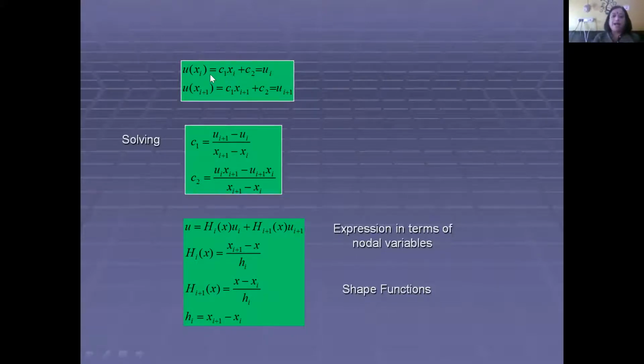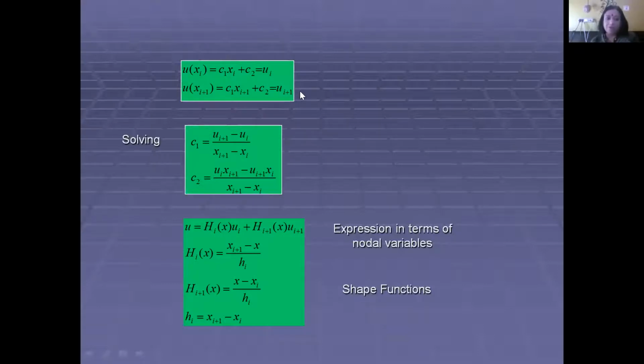So at node xi, I can write u as a function of xi only, which is c1 xi plus c2 is equal to ui. ui is the nodal variable at node i. The coordinate is xi. u at xi can be written as c1 xi plus c2 if I choose the function c1 x plus c2 as the trial function over element 1. Similarly, u at xi plus 1 is equal to c1 xi plus 1 plus c2, which is again equal to ui plus 1.